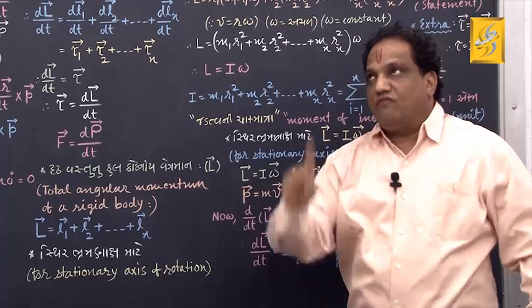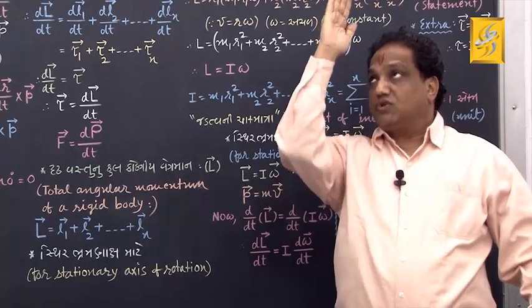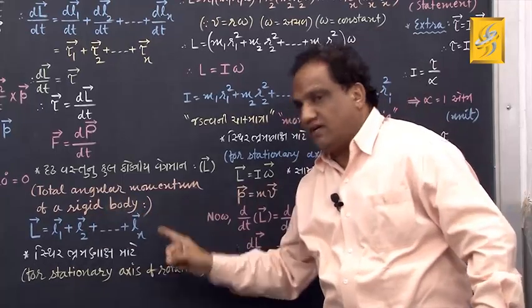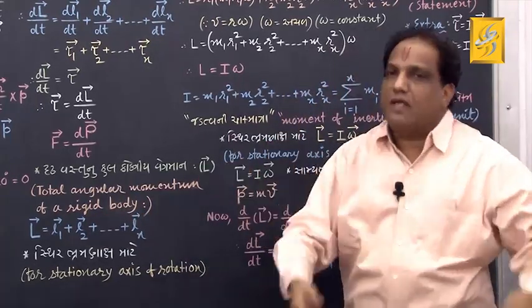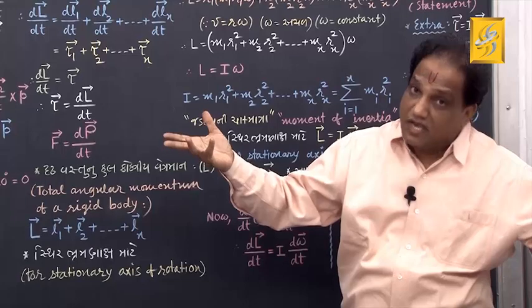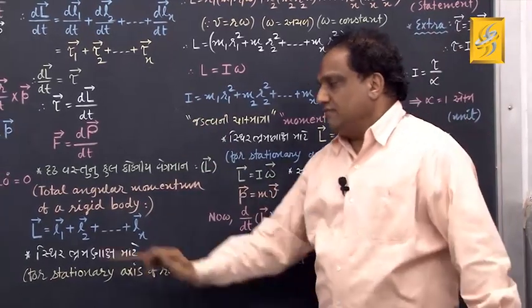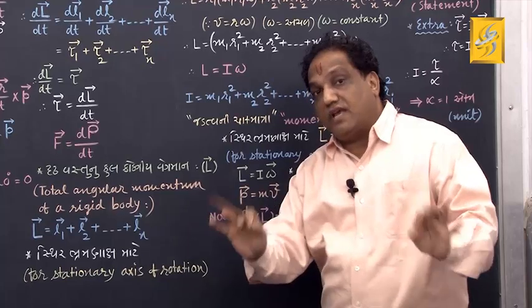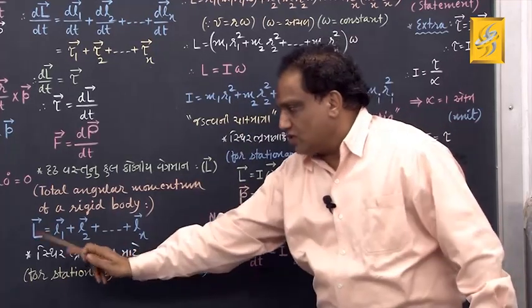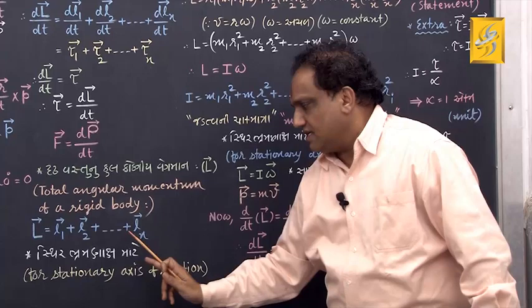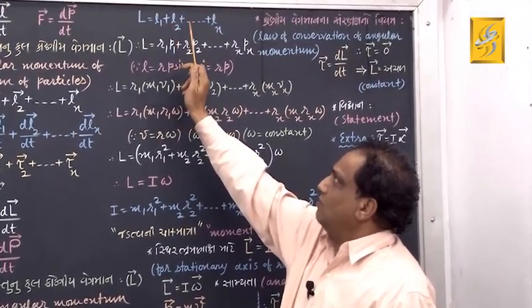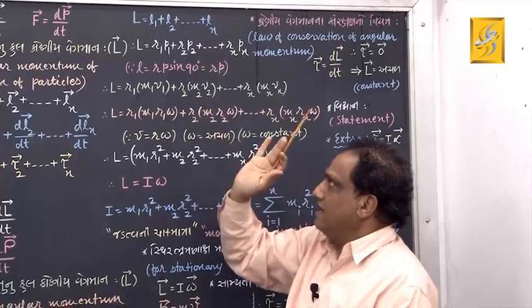I mean to say, for rotational motion of a rigid body about a stationary axis of rotation, the directions of all these angular momentum vectors are in the same direction, and that's why you can add them like scalars. And then you should delete this vector sign and write simple scalar addition. L equals L1 plus L2 plus dash dash dash plus Ln. Look here, L equals L1 plus L2 plus dash dash dash plus Ln.